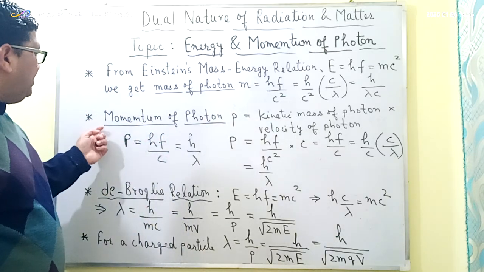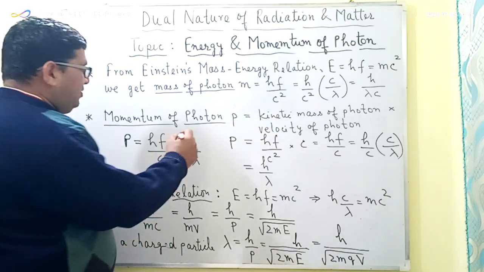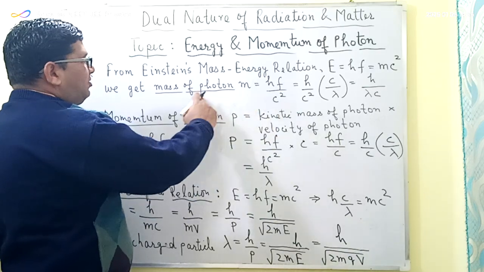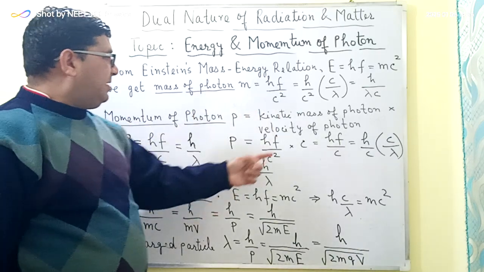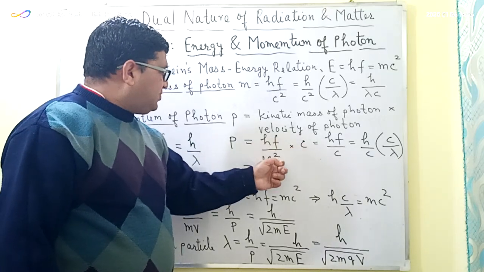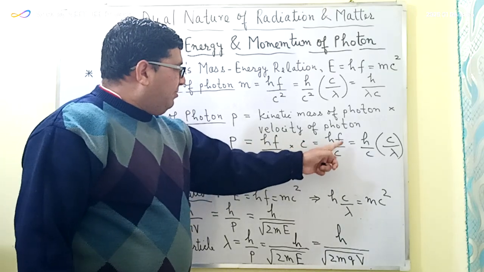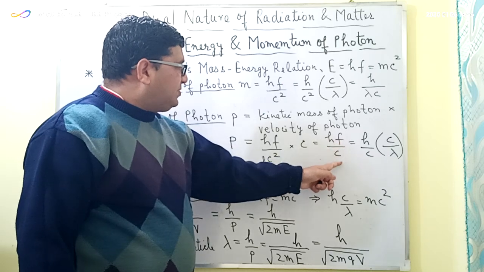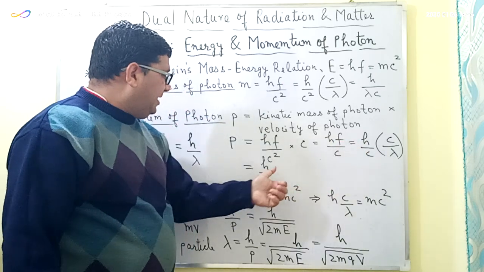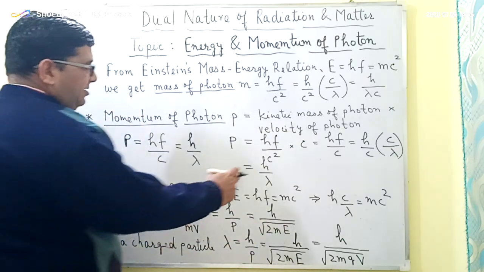The second important point is the momentum of the photon. So the momentum of the photon will be equal to the mass of the photon, or the kinetic mass of the photon, multiplied by the velocity of the photon. So this will be equal to hf upon c square into c. Finally, I will be getting the value as hf upon c, and if I substitute the value of f as c upon lambda, then I will be getting another equation, that is h upon lambda.